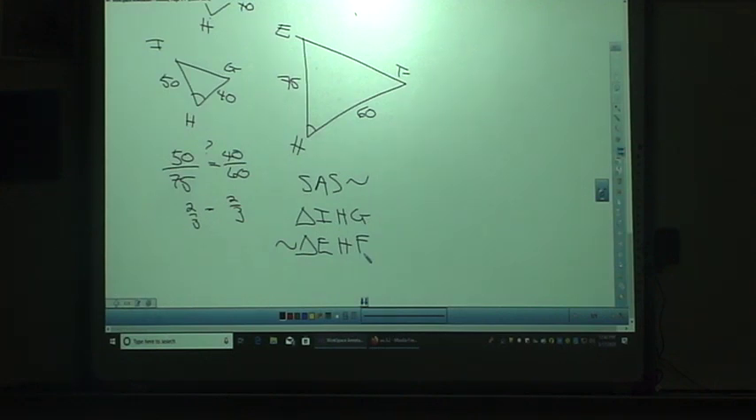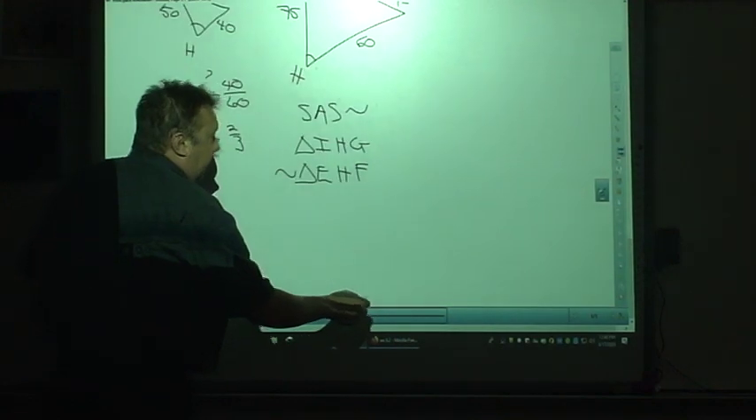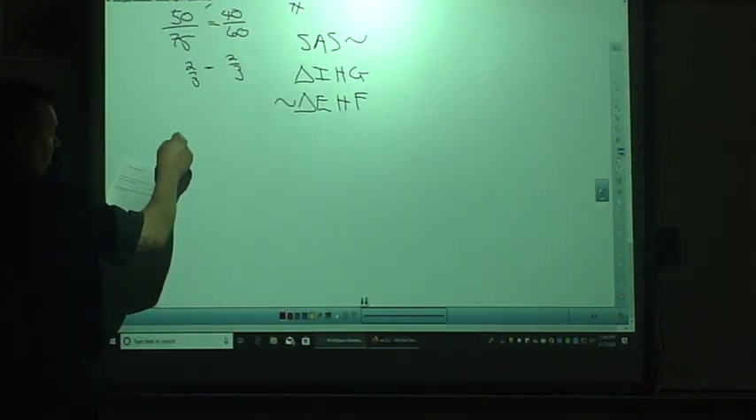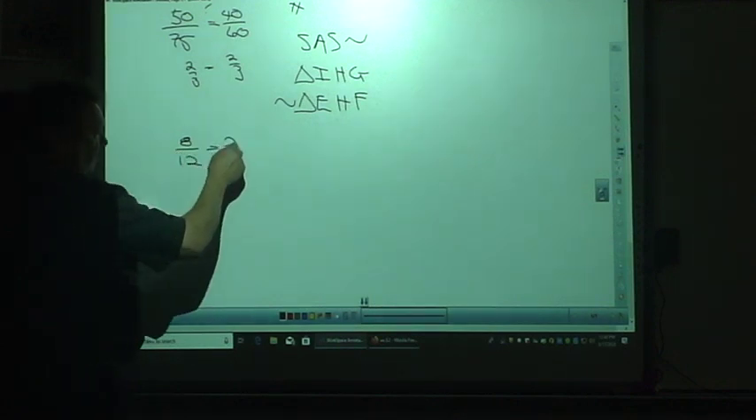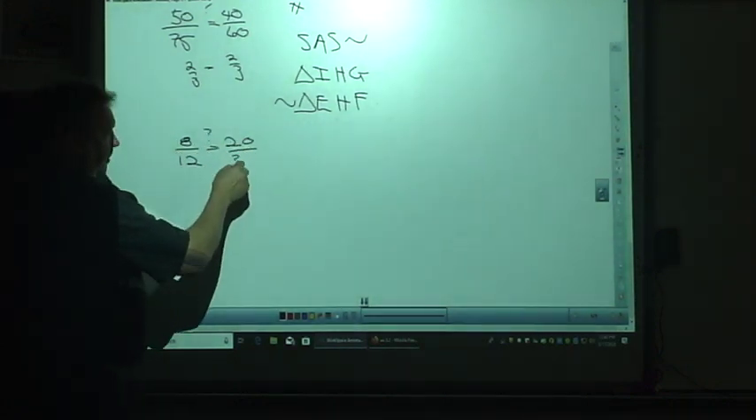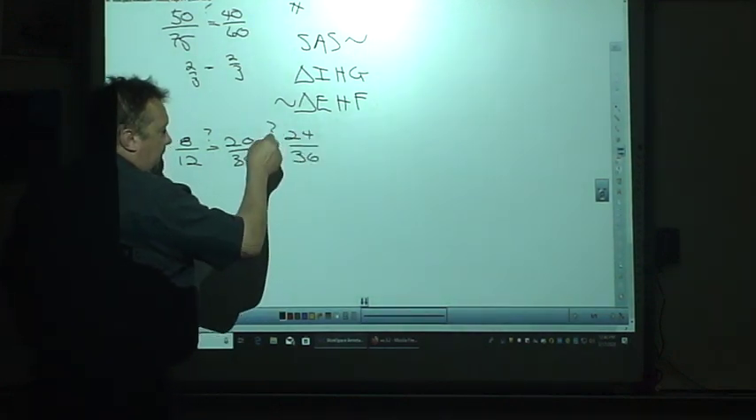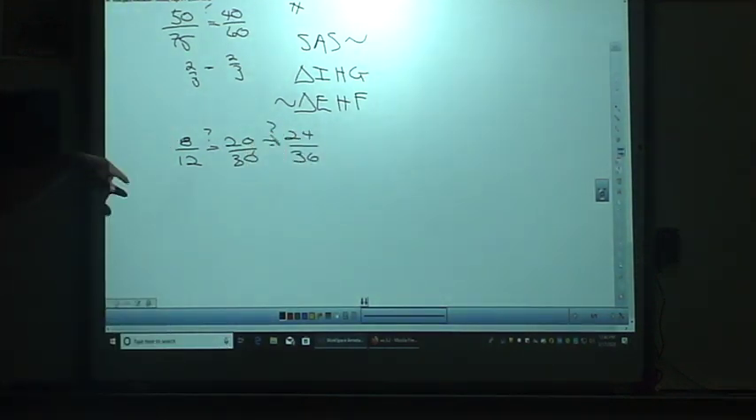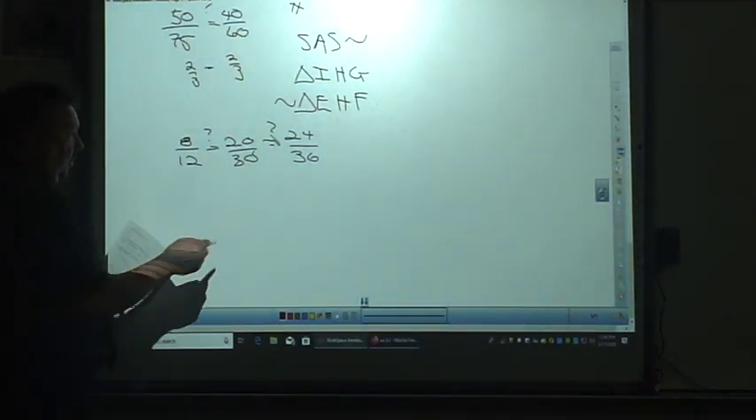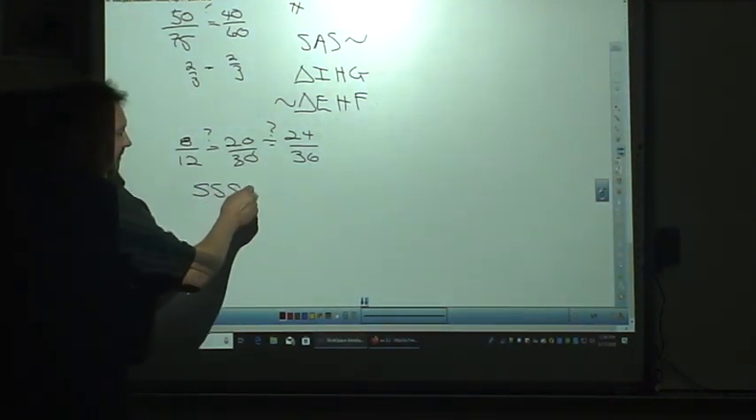The last one, we don't have anything about angles, all we have is sides. So I'm going to start by setting this up as, is 8 over 12 the same as 20 over 30, is the same as 24 over 36. Small side to small side, medium side to medium side, large side to large side. In this case again, they're all going to be equal to 2/3, so they are similar. Similar by side, side, side.